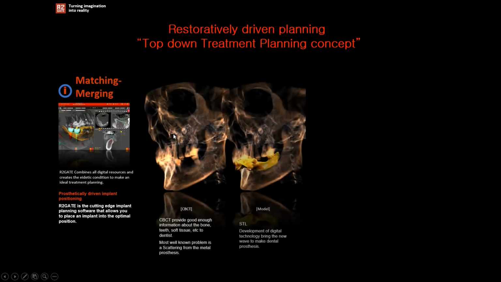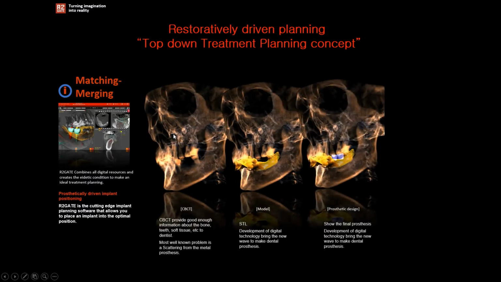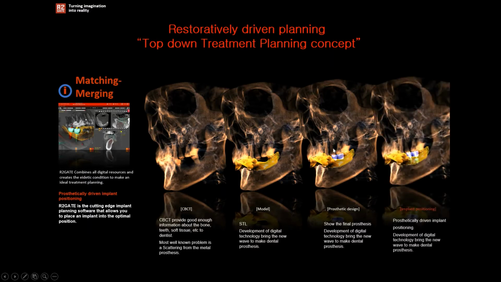So we get the CBCT, we match that to the model, and then we design the prosthetics. So we always plan the prosthetics before we place the implant. So this is a fully digital wax-up, and then based on the position of the teeth and the digital wax-up, the final step will be to treatment plan the implants. And again, this is what we call the restoratively driven planning. Remember what we said at the beginning, guided prosthetics is the key.